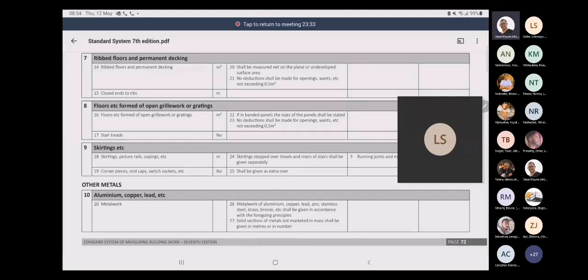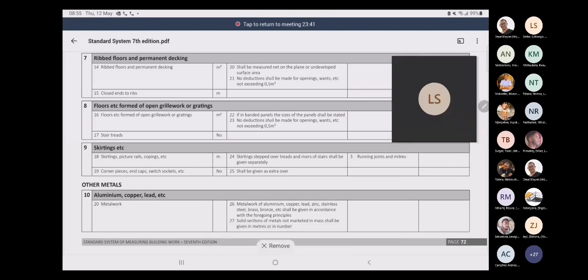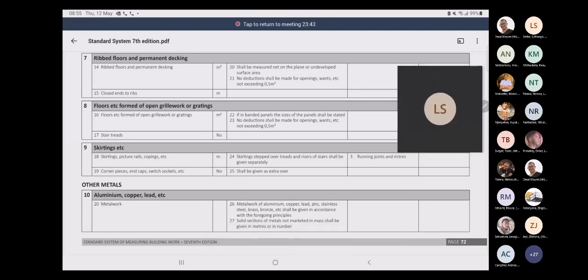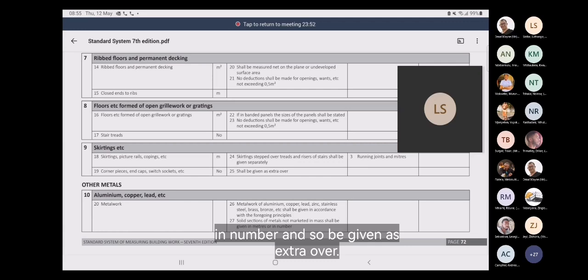Skirtings, picture rails, copings shall be measured in meters, and skirting stepped over treads and rises of stairs shall be given separately. Corner pieces, end caps, switch sockets, etc. shall be given in number and shall be given as extra over skirtings.